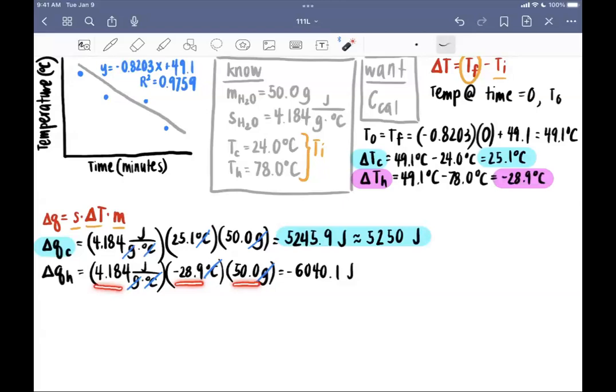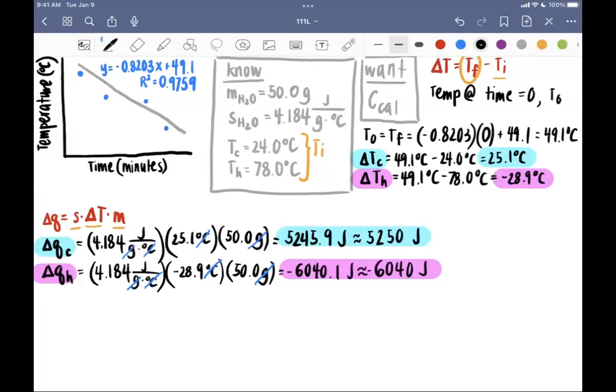We can also take a minute to evaluate significant figures here, where negative 28.9 and 50.0 each have 3. So we should report this 6,040 with 3. And so we're going to say that this is 6,040 joules if you're asked for the final change of heat for the hot water. Oops, and I've left off my negative sign over here, so we want to make sure that that sticks around.